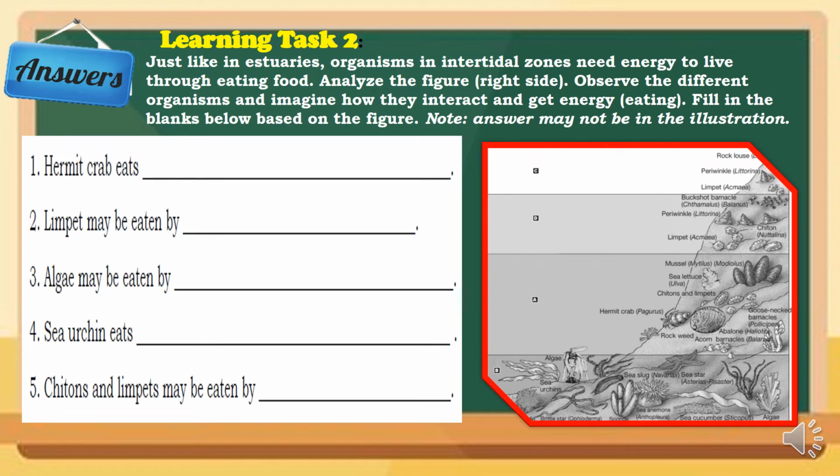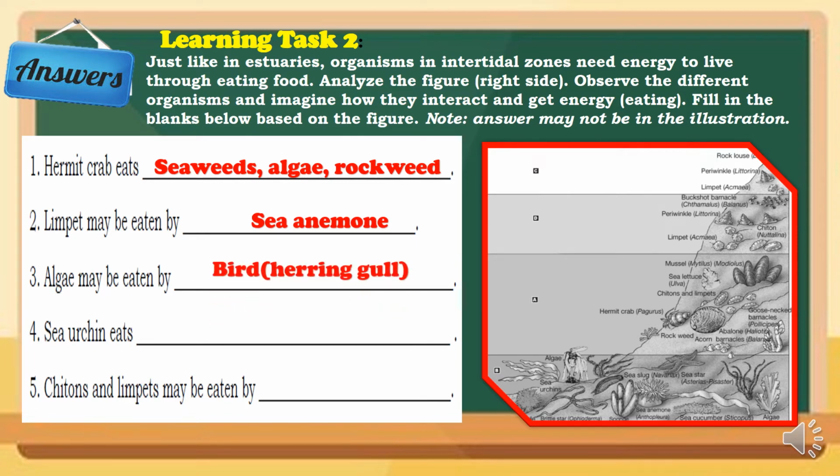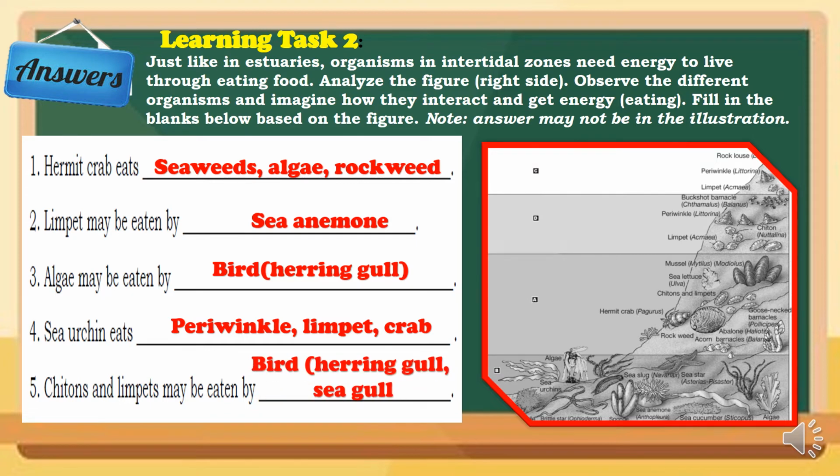So let us answer Learning Task 2. For number 1, the answers are seaweeds, algae, and rockweed. For number 2, the answer is sea anemone. For number 3, the answer is bird or the herring gull. Number 4, sea urchin eats periwinkle, limpet, and crab. And number 5, the answer is bird or the herring gull or seagull.